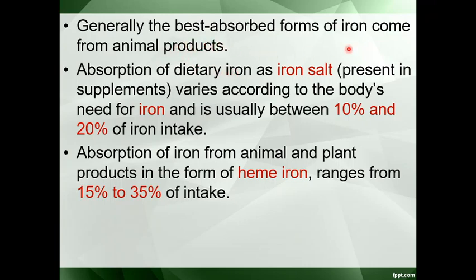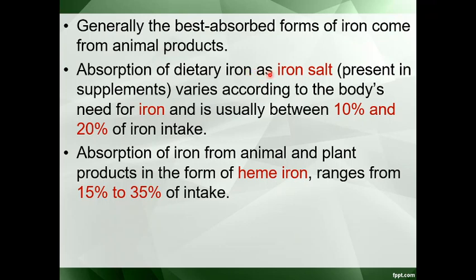Generally, the best absorbed form of iron comes from animal products. Obviously, good proteins are also from animal products. Good carbohydrates are also from animal products. The carbohydrates are also from the plant sources.